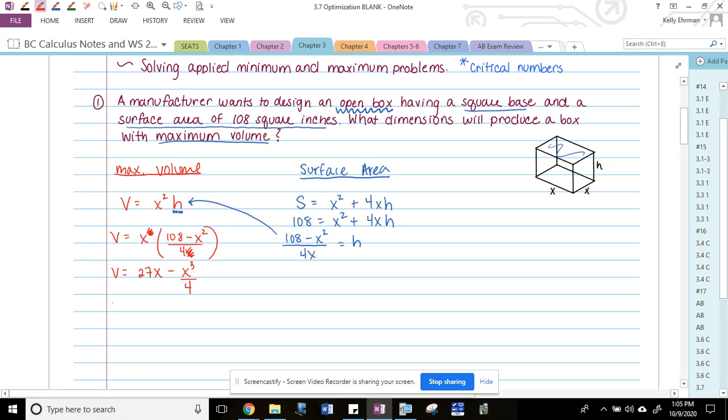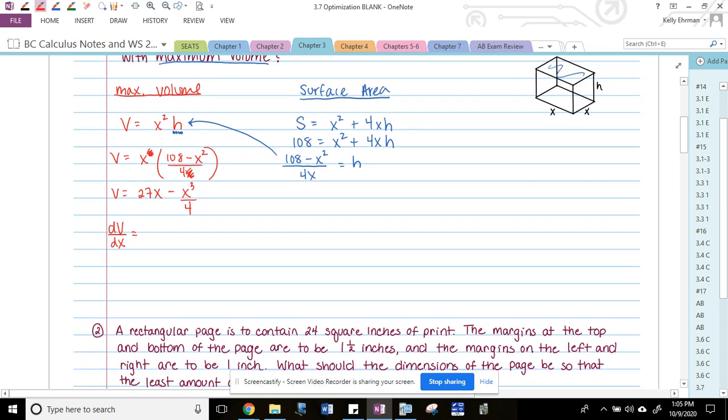I'm not just going to write v prime for this one. You can, but I'm taking the derivative with respect to x. There's nothing in this problem about time, so don't switch back to like dV/dt, because we don't have any rate of change things going on. So I want to take the derivative of the volume so that I can find points at which that derivative changes. So 27, and then it would be minus 3x squared over 4.